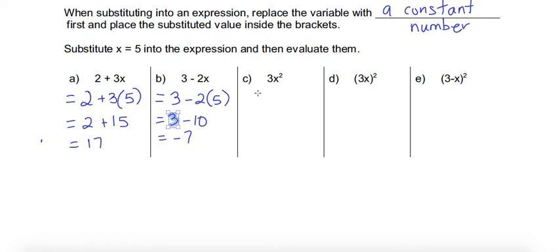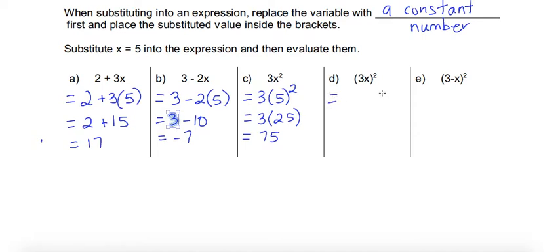The next example, 3x squared. I'm going to substitute in my value for x, which is 5. So I've just put in my 5 in brackets because this is multiplication. BEDMAS tells us I need to do my brackets first. So I have 3 times 5 squared, and 5 squared is the same as 5 times 5, which is 25. And lastly, multiplication, so 3 times 25 is 75.